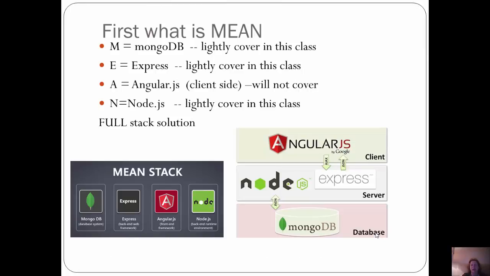So what is MEAN? It consists of MongoDB for a database. Express is the E, and we'll lightly cover Express and MongoDB in this class. A is actually a client-side technology, which is AngularJS. We're not going to cover it here, but it's a way of doing advanced client-side JavaScript interactions, styling, and templates. And then N is Node.js.